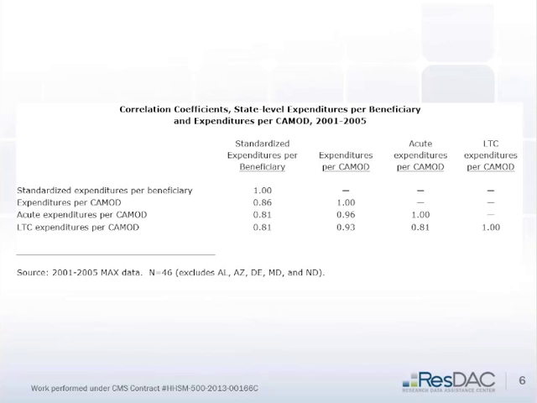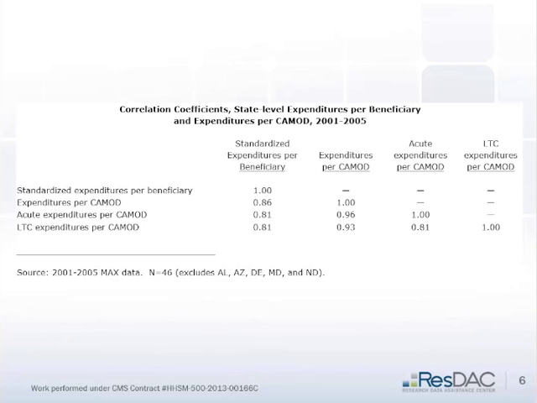And these are correlation coefficients. So these are kind of standardized expenditures per beneficiary. So that's the top one. That's basically looking at per person expenditures standardized to the same distribution of enrollees in aid categories across states. So accounting for the fact that some states might have a greater proportion of people that are TANF children, for example. So we looked at overall expenditures, expenditures per CAMOD, and then acute and long-term care expenditures per CAMOD. So the third one down, the 0.81, we're looking at acute expenditures among CAMODs.